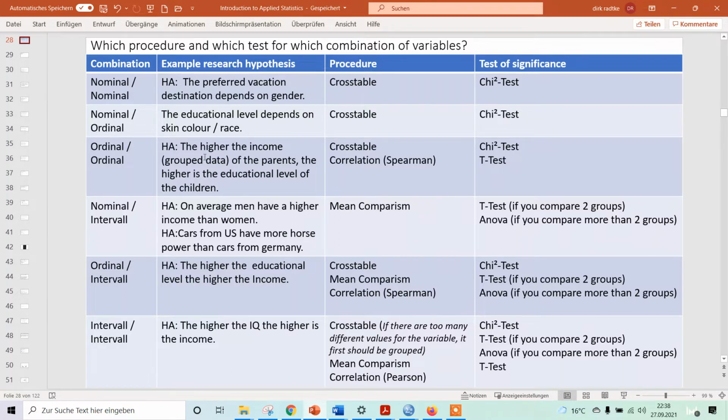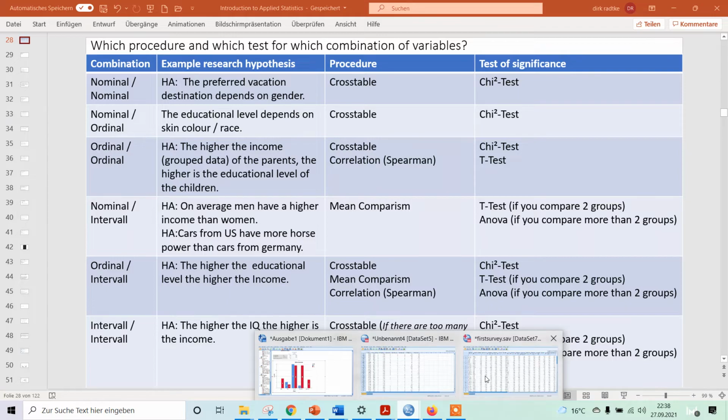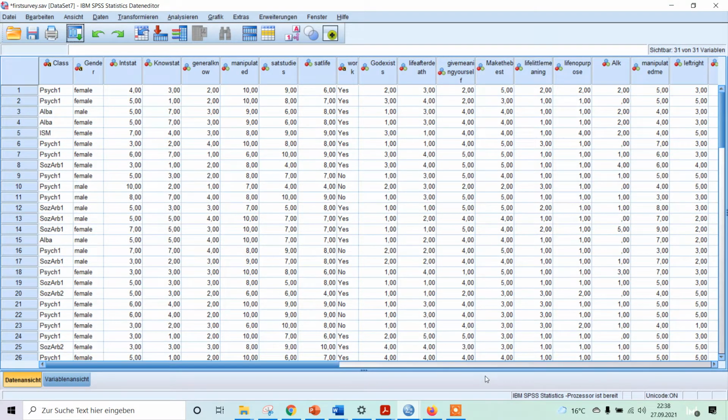So let's do that. Let's have a look into our data set. But in our data set, we don't have ordinal scaled data, I think. But we can create ordinal scaled data because, as I said, if you have grouped data, so data in classes, then you would always consider it as being ordinal scaled.